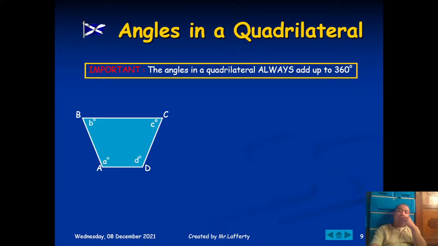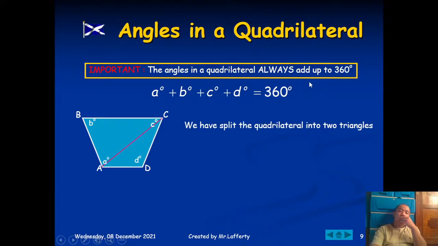The angles in a quadrilateral always add up to 360 degrees. Angle A plus angle B plus angle C plus angle D is equal to 360 degrees. We have split the quadrilateral into 2 triangles.